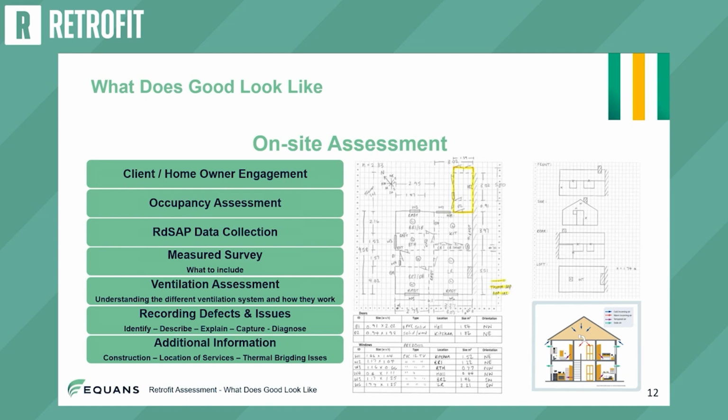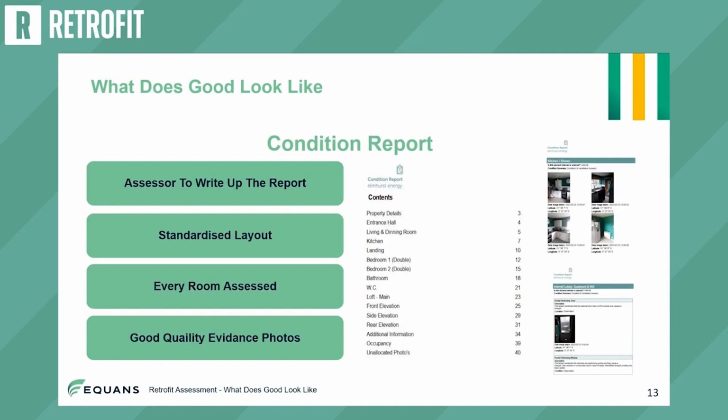And the last bit is condition reports. The assessor writes up their own. We find that if the assessor writes up the condition report, I know some companies will send the assessor out and someone else writes up the report. We find that if our assessor writes up the condition report, that one photo will tell that assessor 20 things, whereas if someone else is writing it up, it's only going to tell him one thing, which was made on the notes. We standardise our layout.